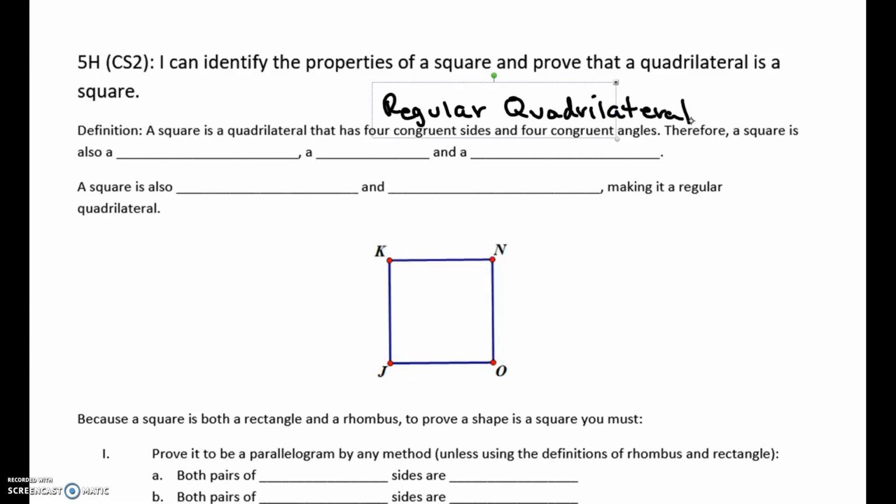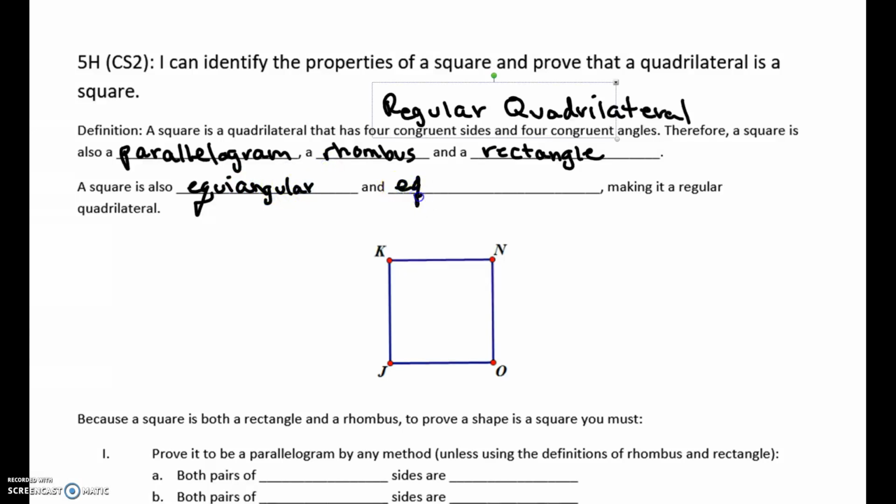Therefore, we say a square is not just a quadrilateral, it's also a parallelogram, a rhombus, and a rectangle. It has all of the properties of these three things. It's equiangular, and it's equilateral, meaning it's the regular quadrilateral.